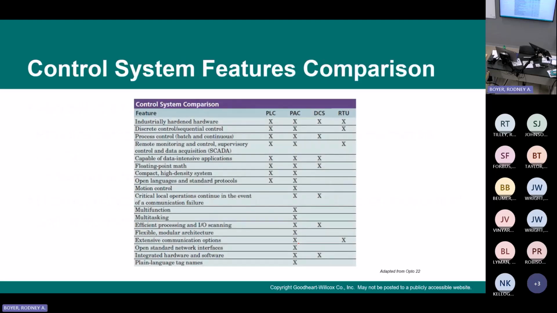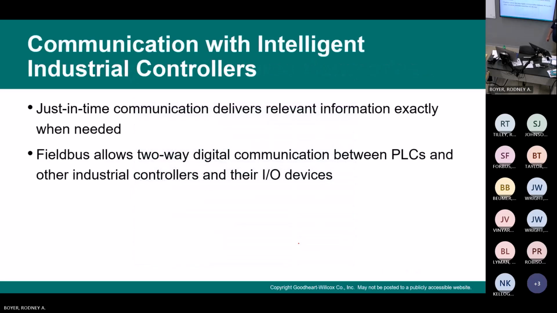Feature comparisons. All stuff with an X is something that that particular type of controller can do, and if it doesn't have an X, it can't. So what really jumps out at you from that chart, anybody? Fact does everything. Communications.